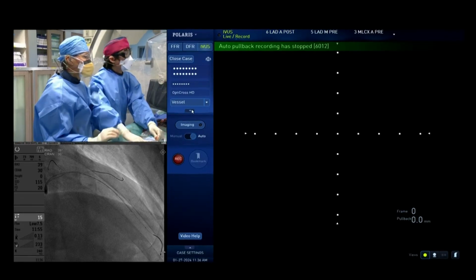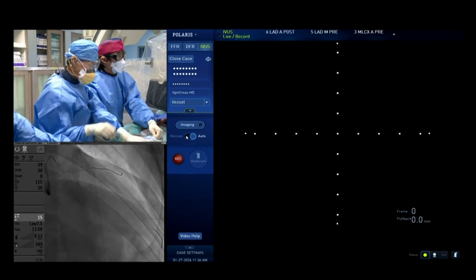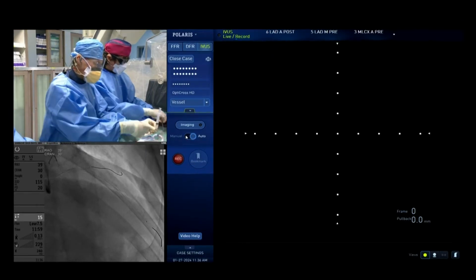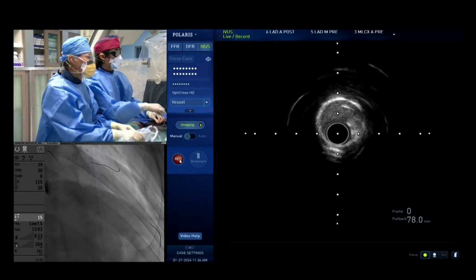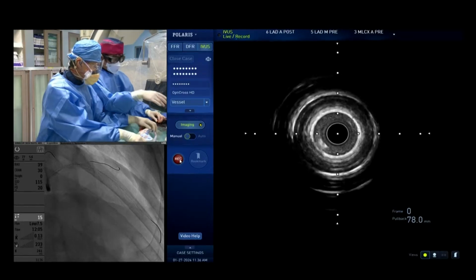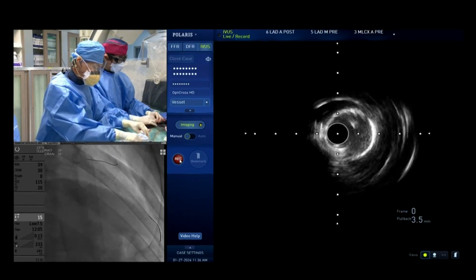Yeah. Can go? No, cannot. Take it out first. So we are able to resheath the IVUS. So we are going to do it back in the guide and then we bring it in again.